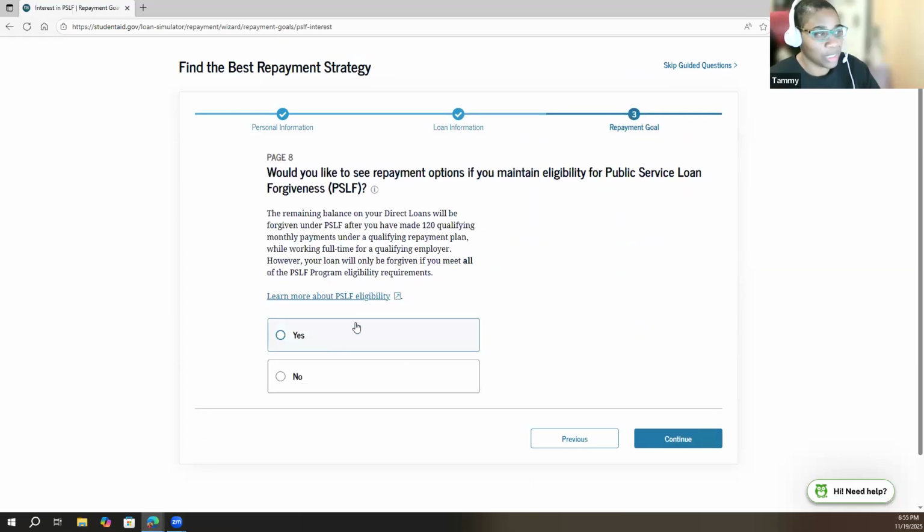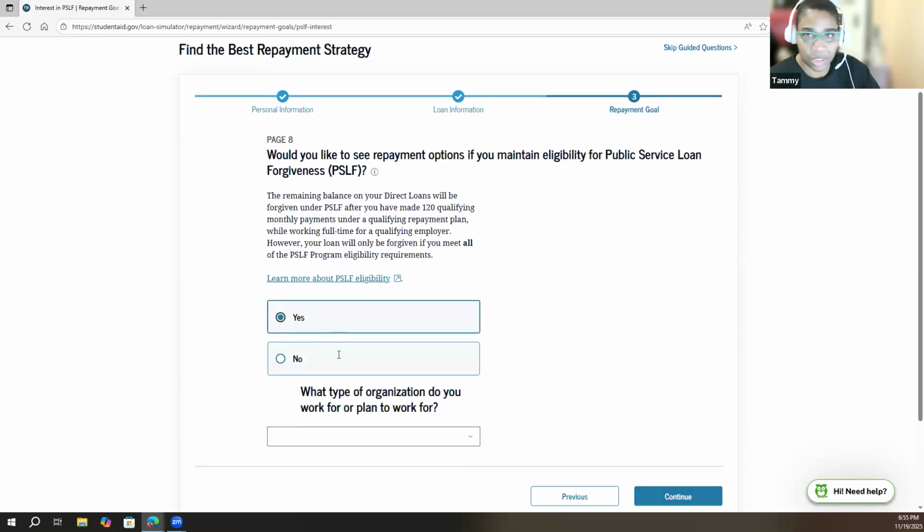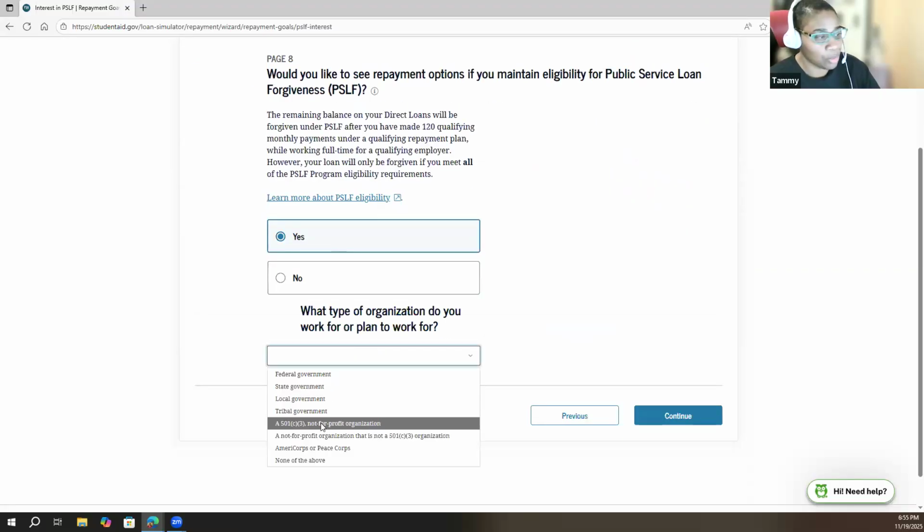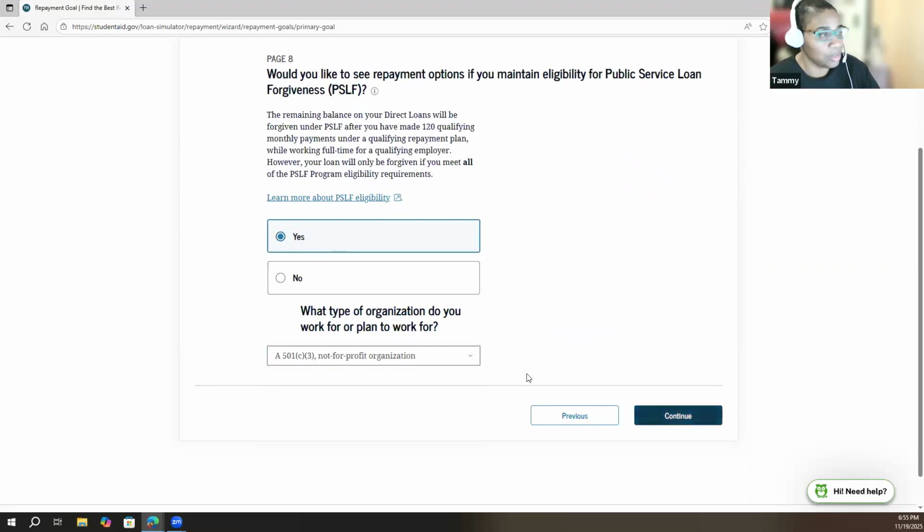And it's going to ask you, would you like to see your payment option if you maintain eligibility for public service loan forgiveness? So if that's someone that is you, then yes, you want to do that. Put your organization in, hit continue.